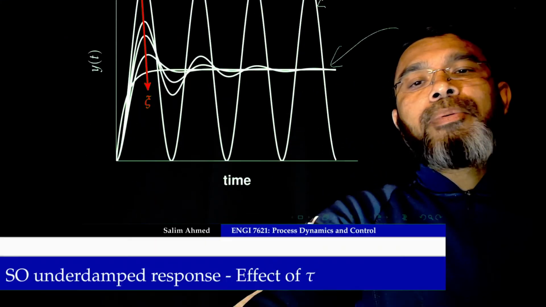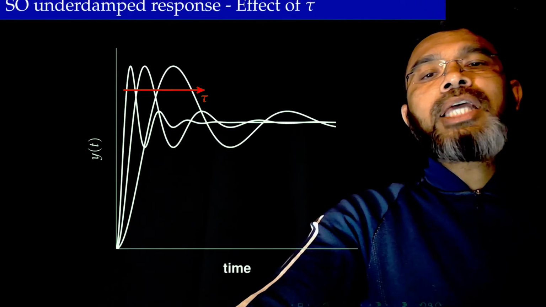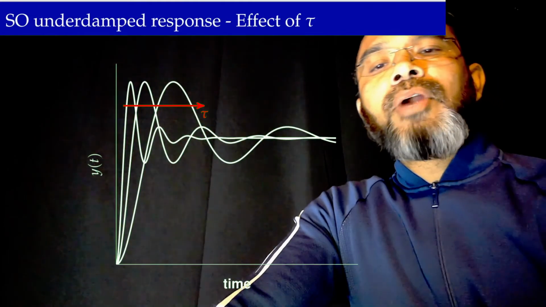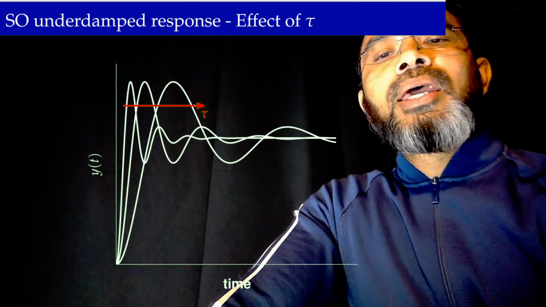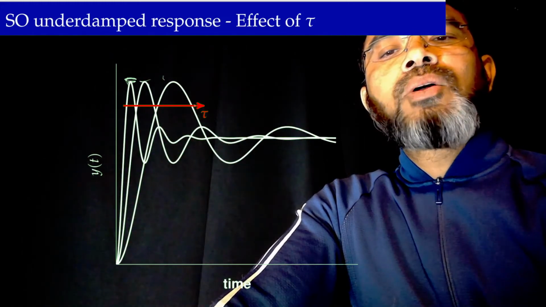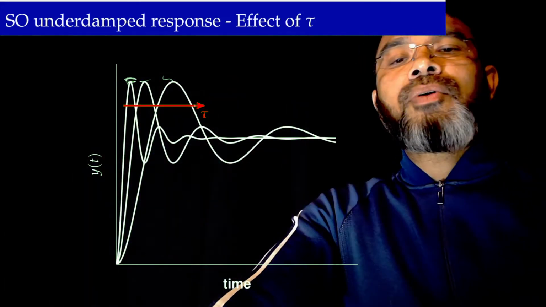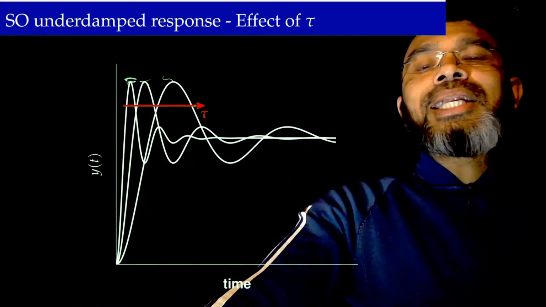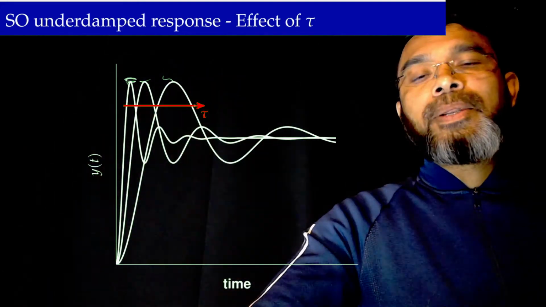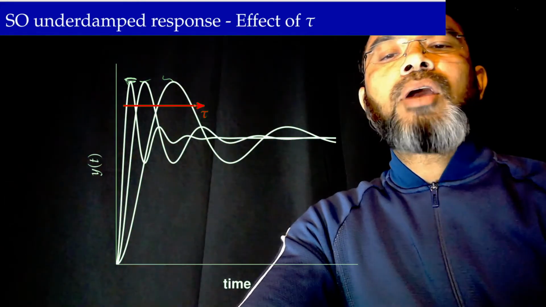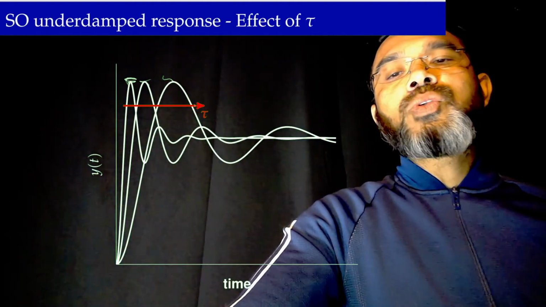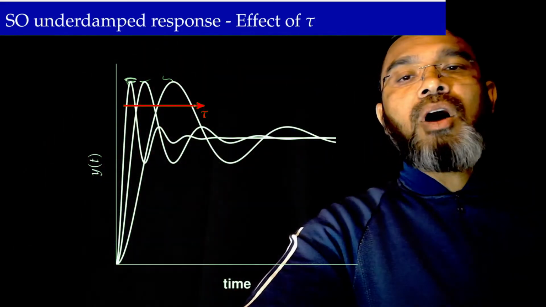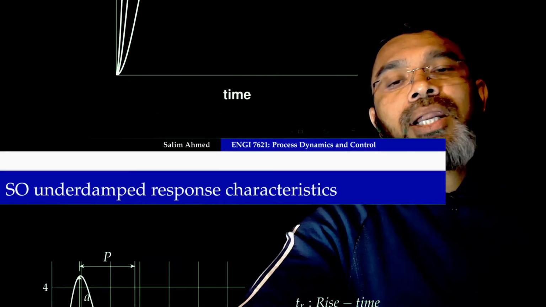Now, what is the effect of the parameter tau on the response? We see here that for different values of tau, as tau increases, the maximum value that is reached does not change. These three are for the same value of the damping coefficient, so the maximum value it reaches does not depend on tau. However, you see that the period of oscillation depends on tau, and other parameters also depend on tau. Now let's look at the different characteristics of a second order underdamped response.